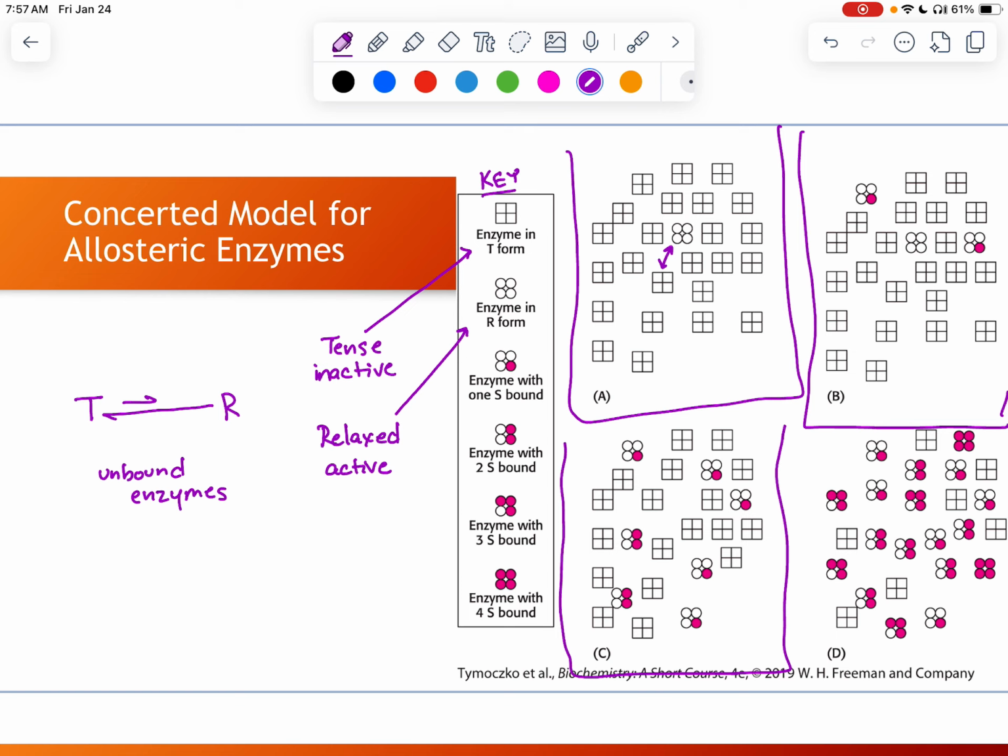Well, now if we think about what would happen next, when we come down here to C, once that happens, those other subunits are more readily available for bonding. They're easier for the substrate to bond to. So we start seeing some of these enzymes that have multiple substrates bound to different subunits. And as we bind more and more of these, we see more of our T form switch to our R form. And as we bind more and more of them, that becomes kind of exponential. And we really start to see lots and lots of the R form and very little of the T form.